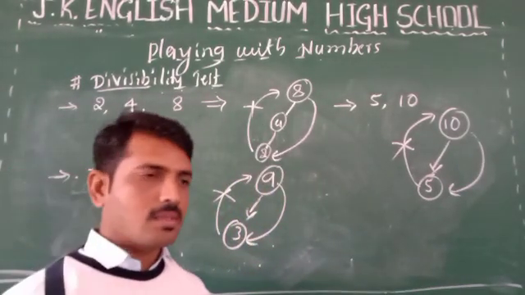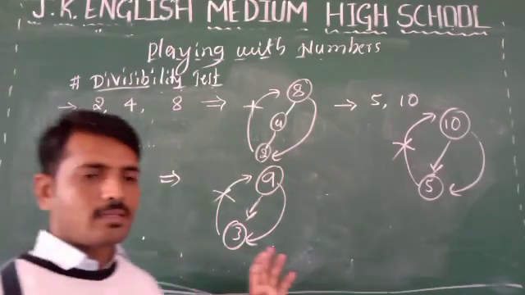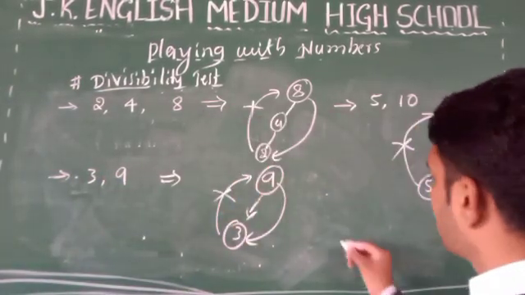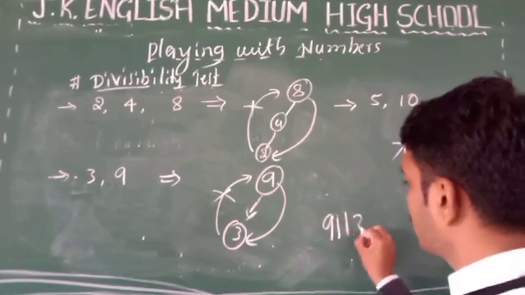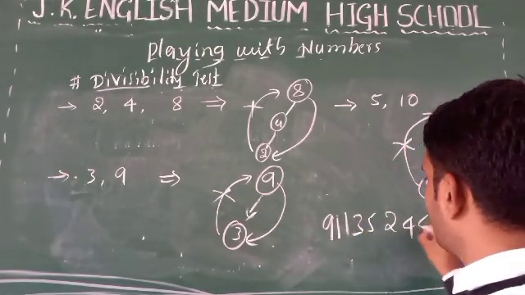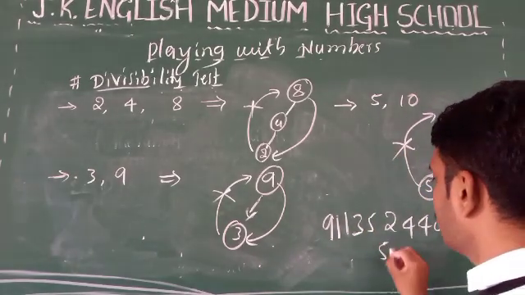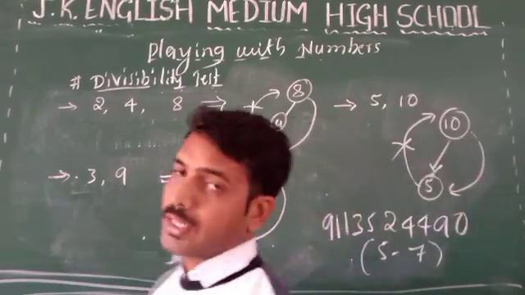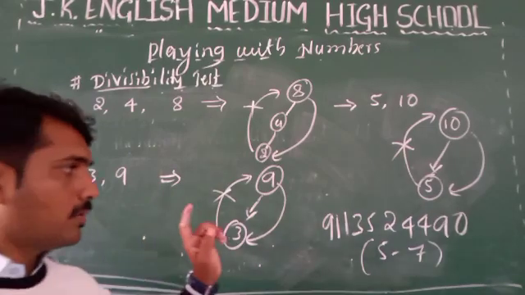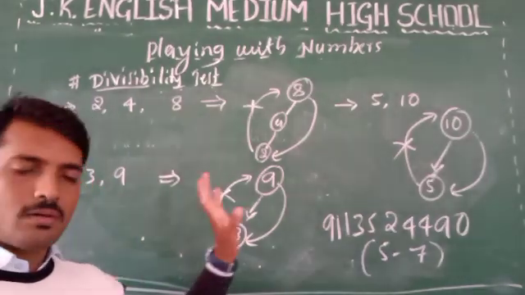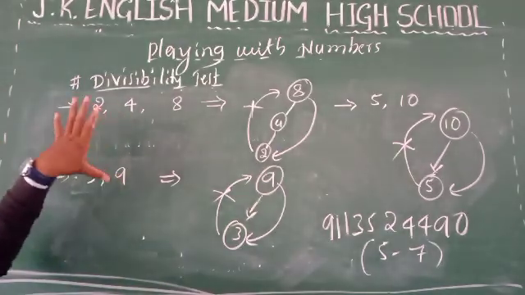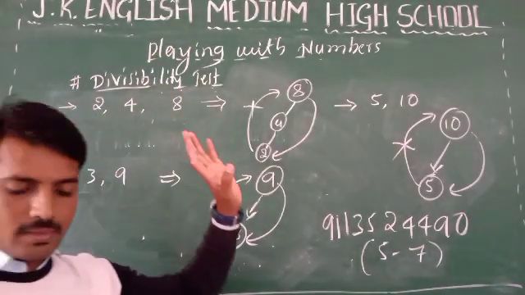If you have doubts regarding the divisibility test, in the first session I have given my number. Once again I will give my number. Please note down 911 352 4490. So you can call me during 5 to 7 and clear your doubts. Understanding? So this is the divisibility test based on playing with numbers.